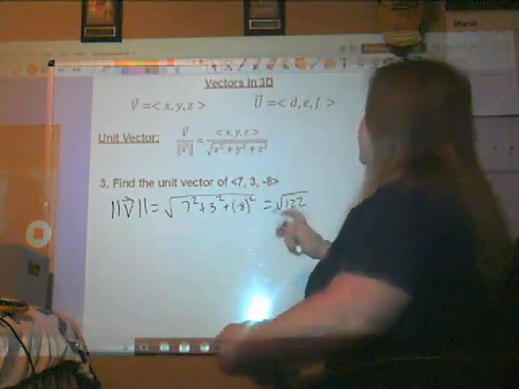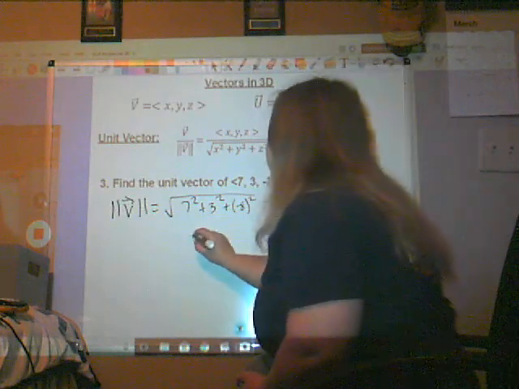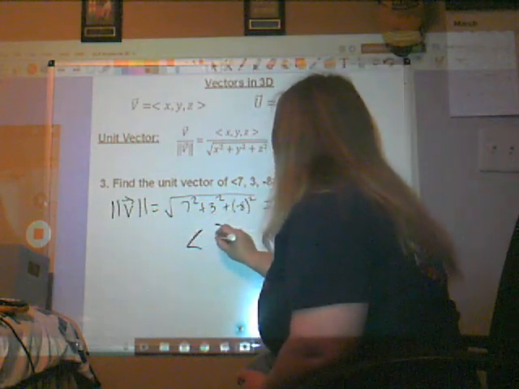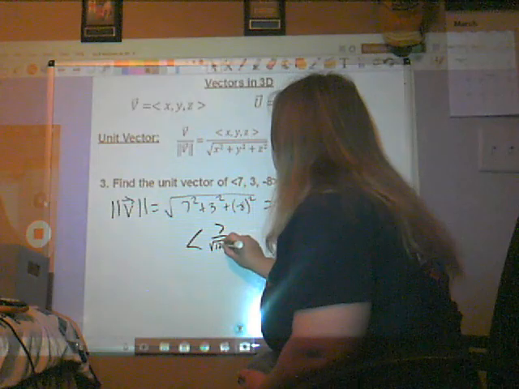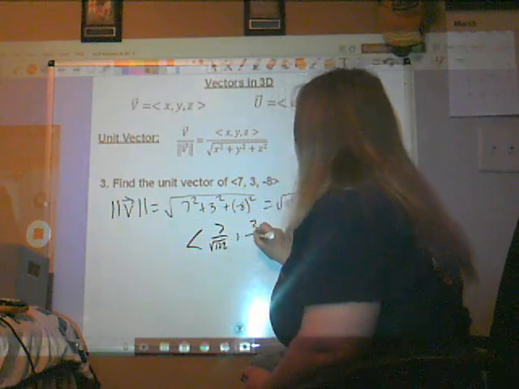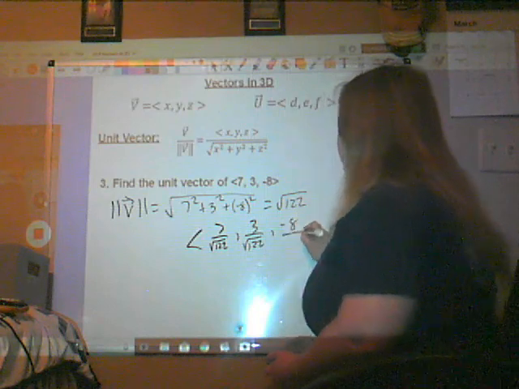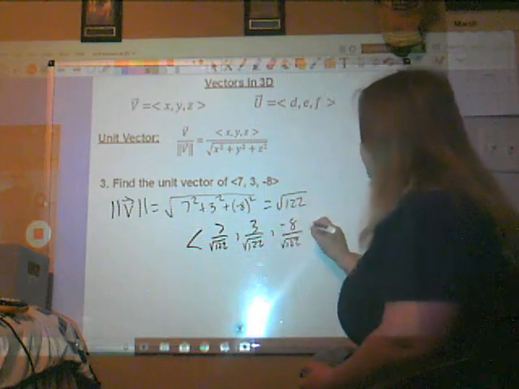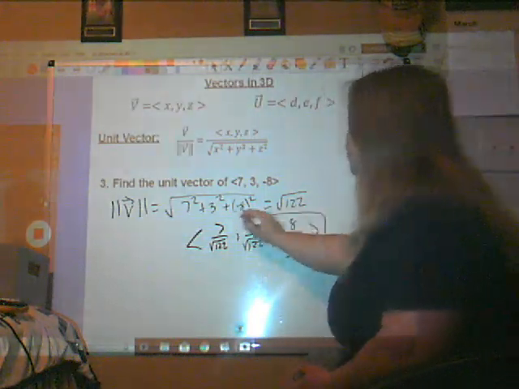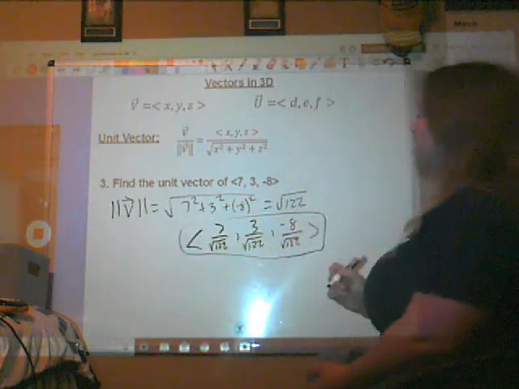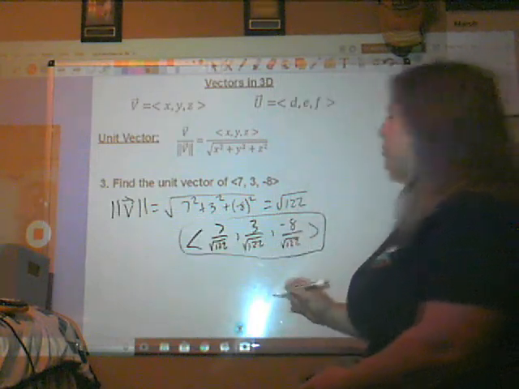So we're going to take our vector. So that's going to be 7 over the square root of 122, 3 over the square root of 122, and negative 8 over the square root of 122. And for my regular class, that is your answer. For my honors, you need to get rid of the square roots on bottom.